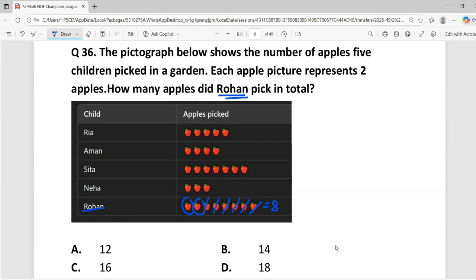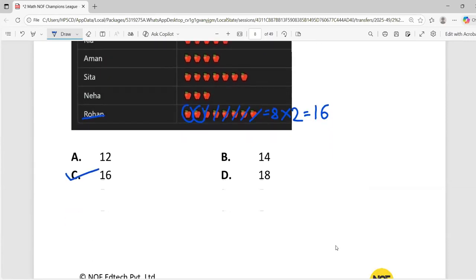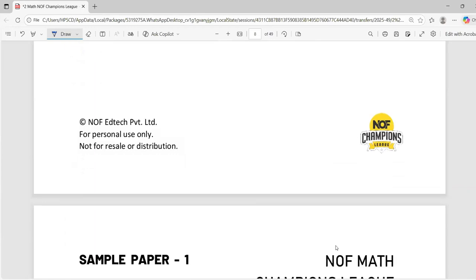So how many apples has he taken? 8 apples. And each apple represents 2. So now 8 into 2, that is 16. So what will be our answer? Answer C is the correct answer for 36th question. 16 apples he has picked.